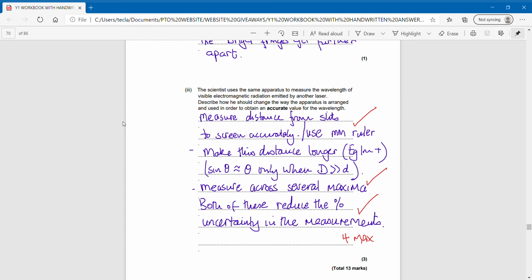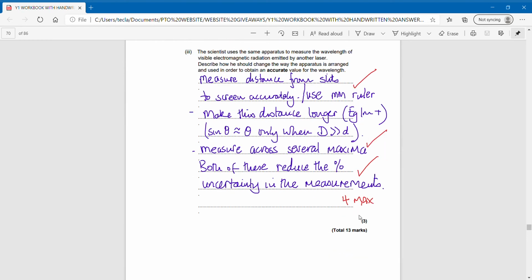We'd measure across several maxima, so this is where you're measuring the distance, the fringe spacing. Both of these would reduce the percentage uncertainty in the measurements. So by making the thing that you're measuring longer, you actually reduce the percentage uncertainty in that measurement. So there's 3 possible marks there. That should say 3 marks, not 4 marks.